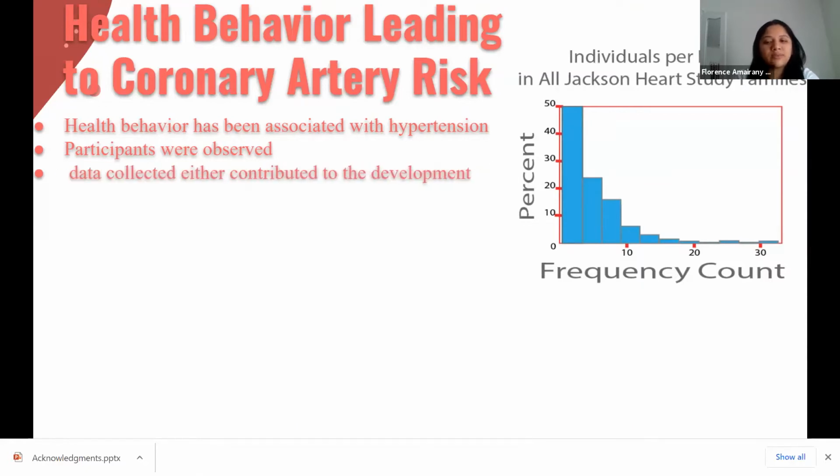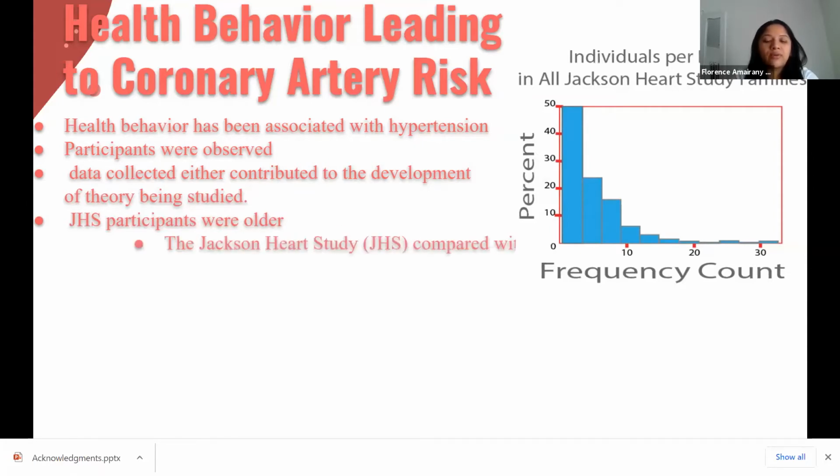No participants were mentioned, but in the Coronary Artery Risk Development in Young Adults and the Jackson Heart Study, the participants were older, more likely to be female, African American, and have an annual family income of $25,000 or less. The patients were also more likely to be taking antihypertensive medication.